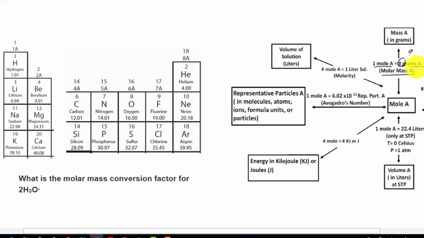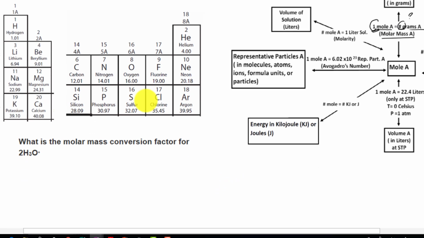And of course, we use the letter A to represent the chemical. But one thing we need to know for sure is that it is relative to 1 mole. So that's very important. The molar mass is equal to 1 mole of that substance. For example, what is the molar mass conversion factor for 2H3O+? If you notice the 2 in front of H3O+, that tells you there are 2 moles of H3O+. So we need to get rid of that and rewrite this as H3O+. Now this is 1 mole.